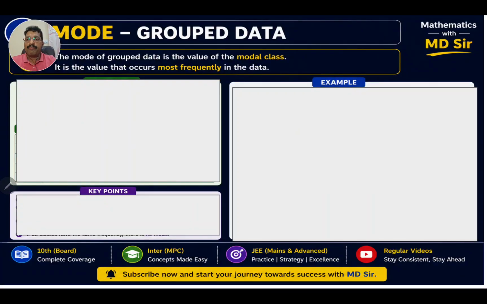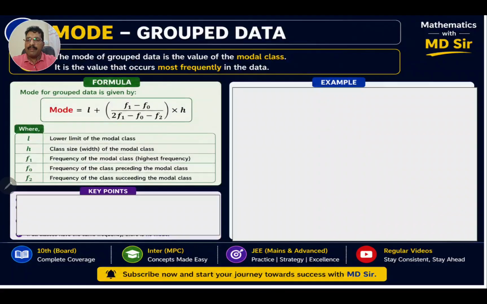See mode for grouped data. The mode of the grouped data is the value of the modal class. It is the value that occurs most frequently in the data. First we will see the formula for grouped data. Mode is equal to L plus (F1 minus F0) by (2F1 minus F0 minus F2) into H. In the formula, L indicates the lower limit or lower boundary of the modal class, H indicates the class size or width of the modal class, F1 is the frequency of the modal class, F0 is the frequency of the class preceding the modal class, and F2 is the frequency of the class succeeding the modal class.